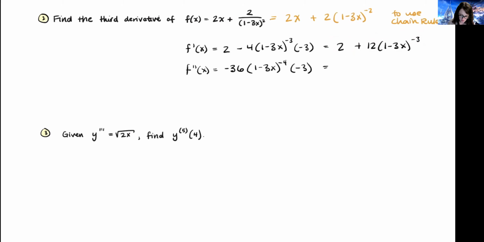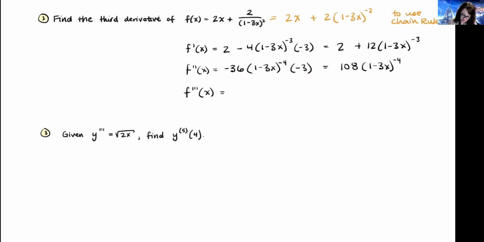Then again, we have to multiply by the derivative of the inside, which is still negative 3. Now we'll simplify this by just multiplying the negative 36 and the negative 3 together. And let's see what that comes out to be. 3 times 36 is 108. All right, we're almost there. We just have to differentiate this one more time to find the third derivative. So it'll be f prime prime prime, or f triple prime.